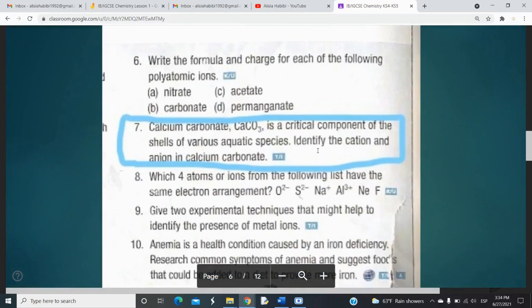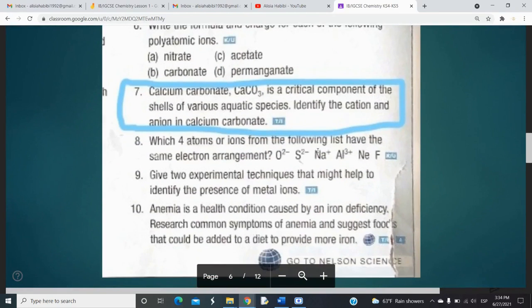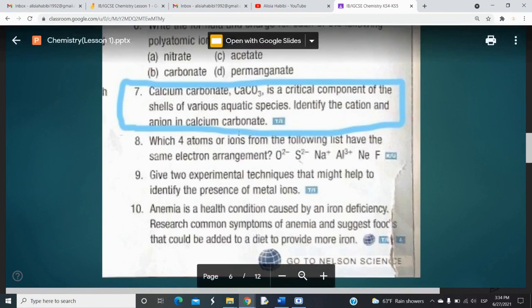Okay, so I just underlined a particular question from this series of questions. You can try these questions out on your own for practice as well. But we're going to look at question 7. It says calcium carbonate is a critical component of the shells of various aquatic species. Identify the cation and the anion in calcium carbonate.